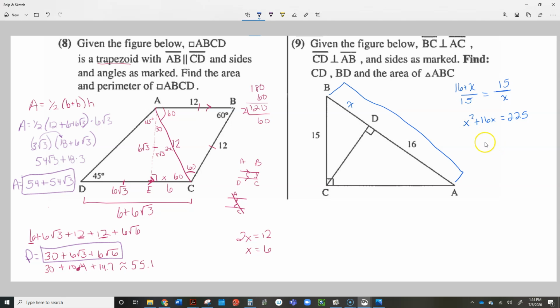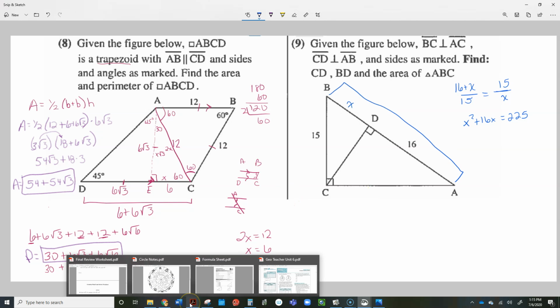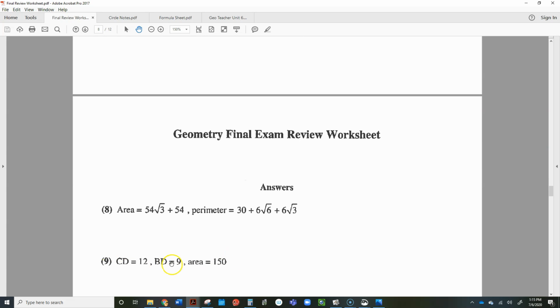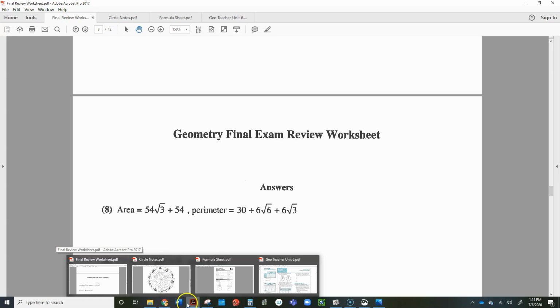And so I don't waste your time, I am going to go look and see what the answer is, because I can see real quickly if it's going to be a nice number that will factor. Okay, so it should factor. CD should be 12. So now I'm going to continue to factor that.